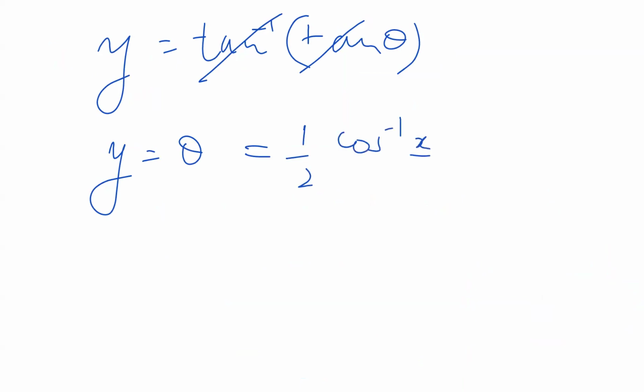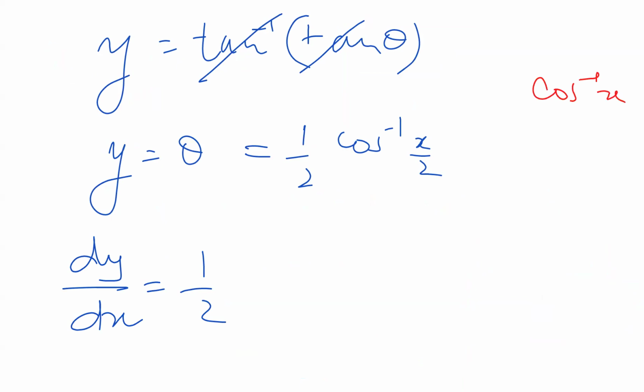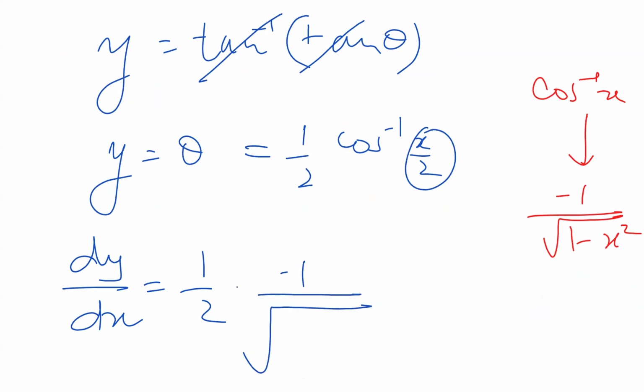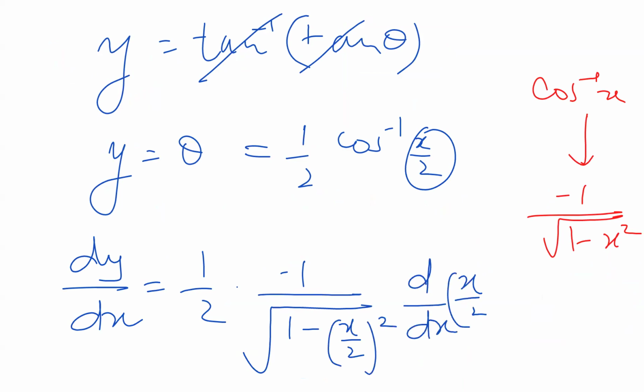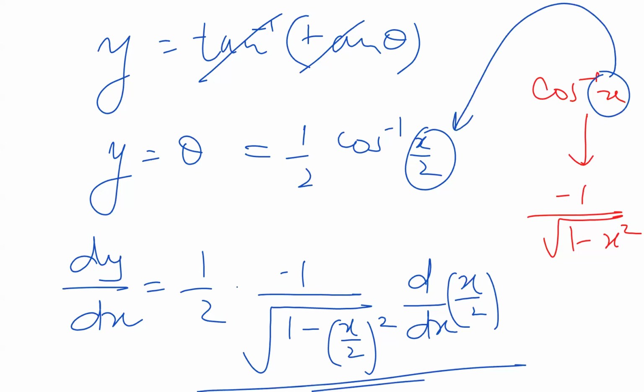So dy by dx is equal to half, which will remain as it is. Cos inverse x derivative is minus 1 upon root of 1 minus x square. So cos inverse x by 2 derivative will be minus 1 upon root of 1 minus (x by 2) the whole square, into d by dx of x by 2, because x is getting replaced with x by 2. Now we need to simplify this further. That also I will do for you.